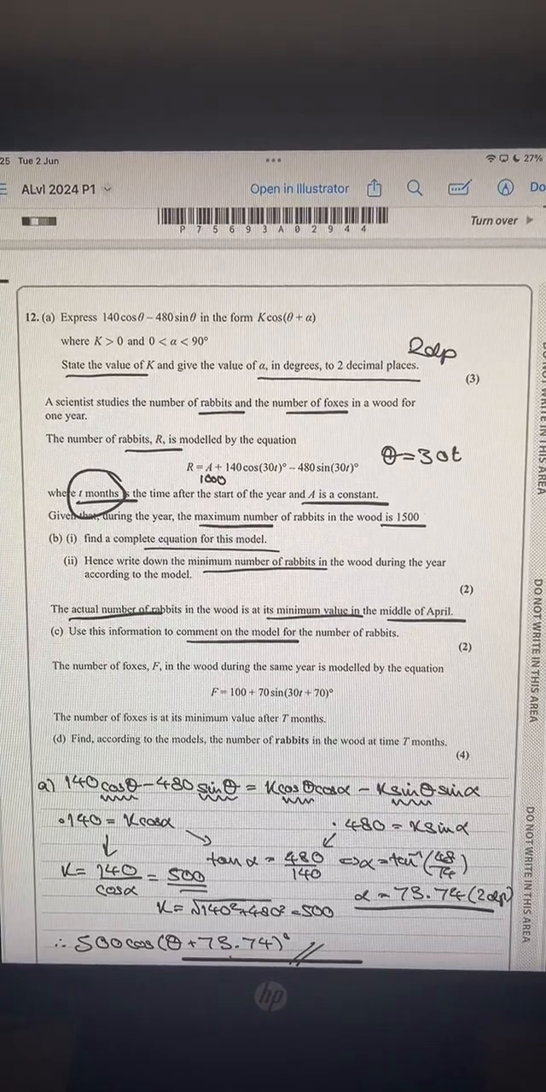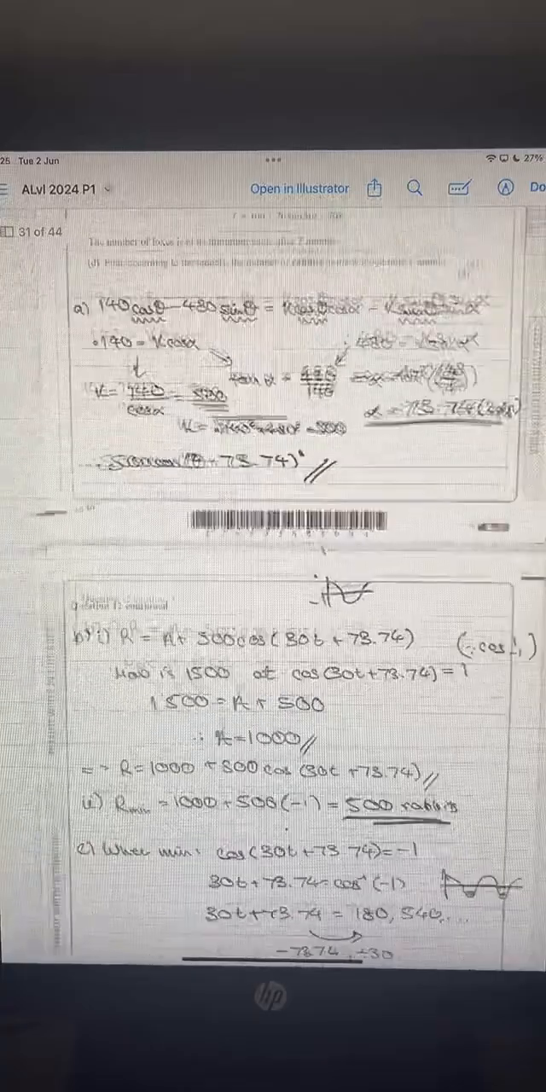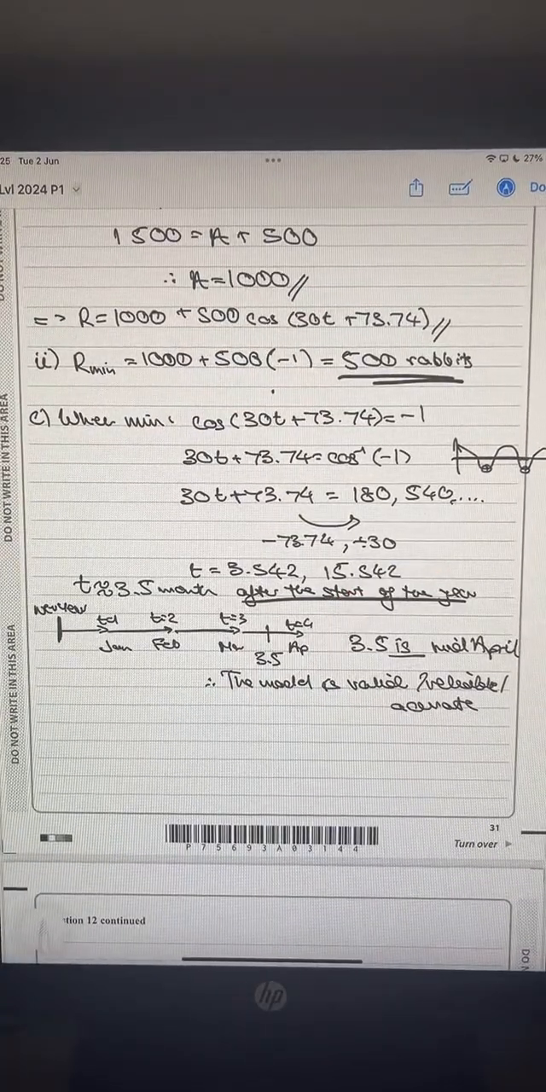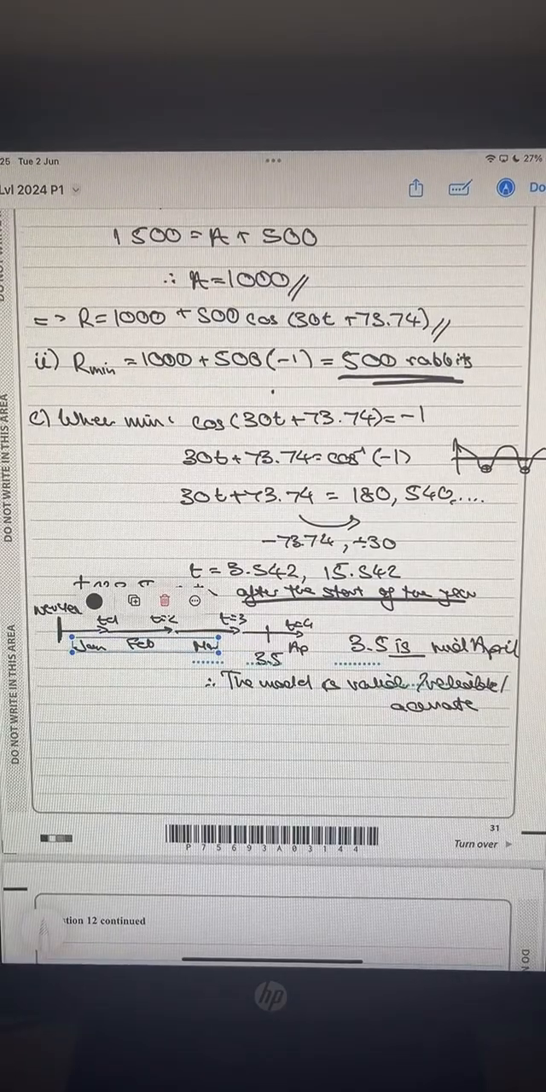Can you explain how it's in the middle of April? Yep, I'll explain that again. So this is my little diagram. I will just shift the month names a bit down because that's kind of deceiving.